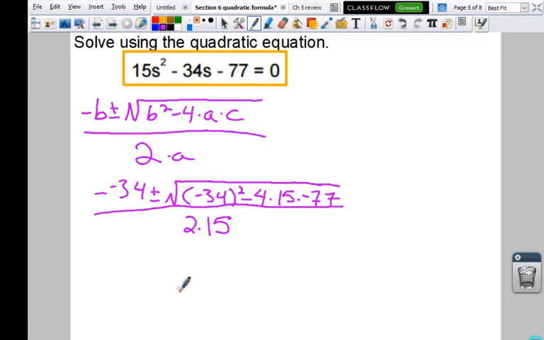That's all about, right? Yeah. So now we have 2 problems. We're gonna go 34 plus 76, and then 34 minus 76. Divided by 30.